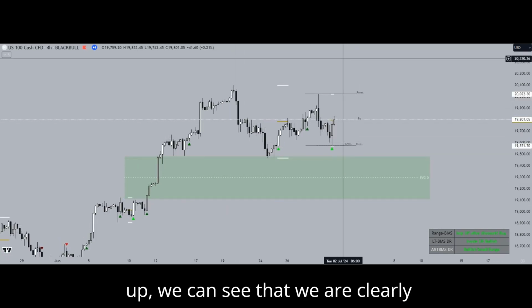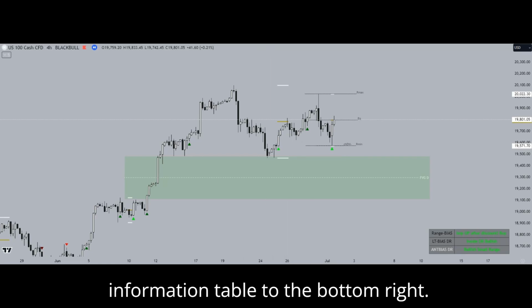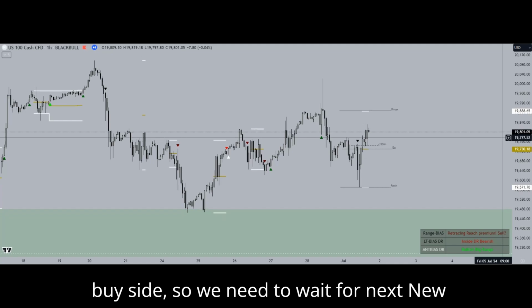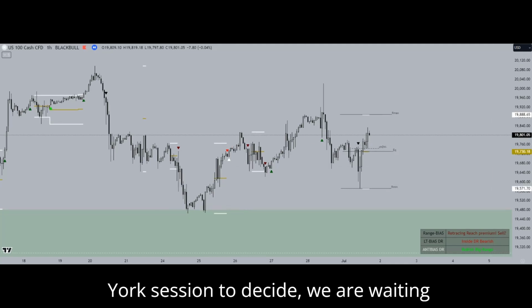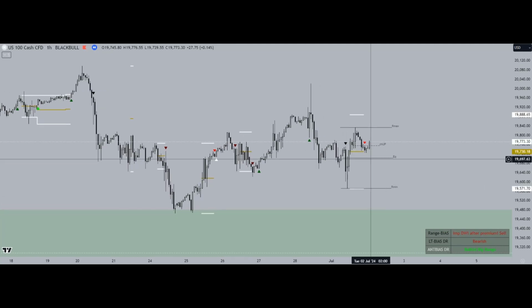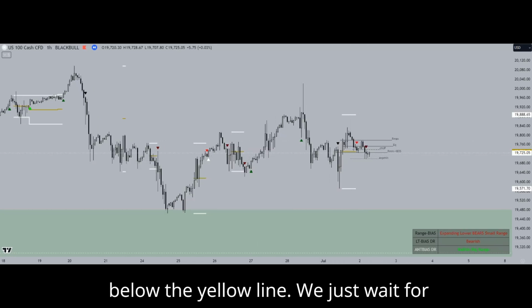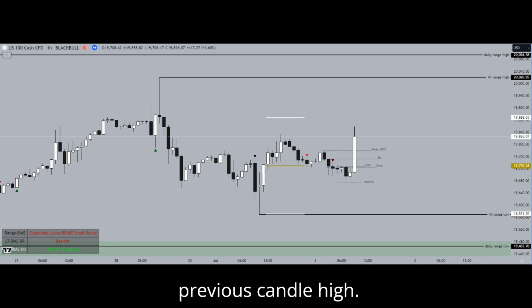Because of all this trend up, we can see that we are clearly bullish. The Rook confirms that with the information table at the bottom right. On the 1 hour, price has taken sell side and now apparently is going for the buy side. So we need to wait for the next New York session to decide. We are waiting for a new discount. Okay, we go forward. We are entering after the manipulation. We are now in discount below the yellow line. We just wait for the buy signal, which is a close above the previous candle high.